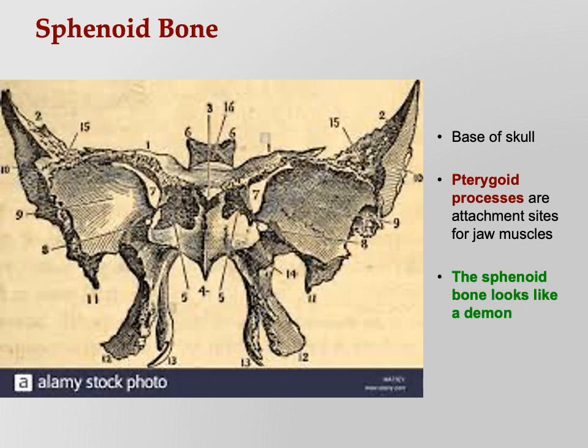The sphenoid bone is a weird shaped bone. I say it looks like a demon, like a bat, like a butterfly. I don't know. I like demon. I think it looks very demon-like. So it's a weird shaped bone. We'll look more at it coming up.